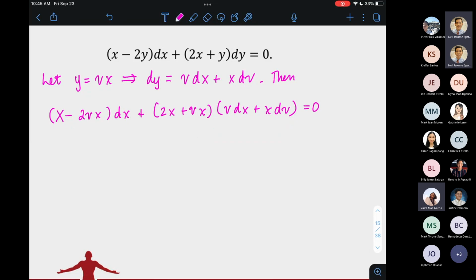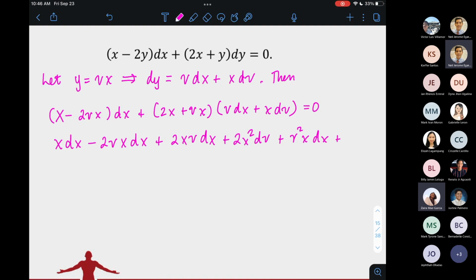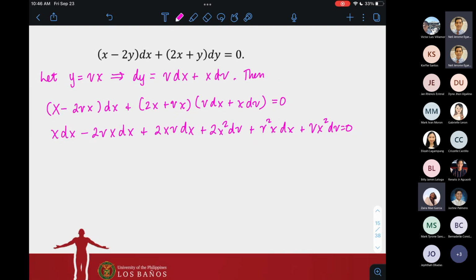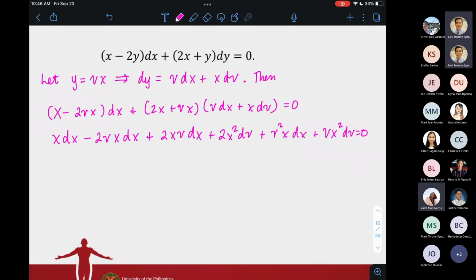So expand, so we'll have x dx minus 2vx dx plus, so FOIL method, 2xv dx plus 2x squared dv plus v squared x dx plus v squared dx plus vx squared dv equals 0. Hopefully, tama yung pinagagawa. Alright? So, double check ko nga.